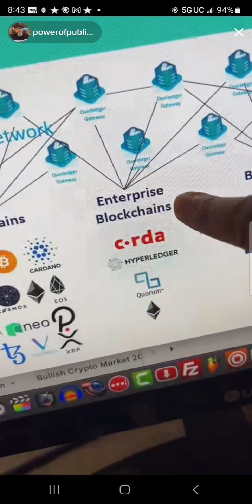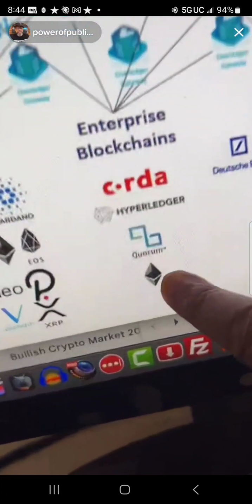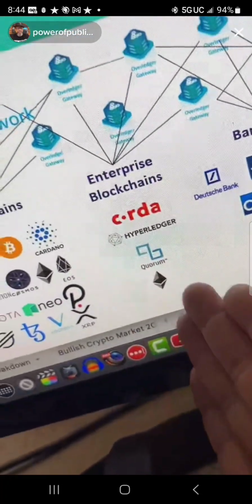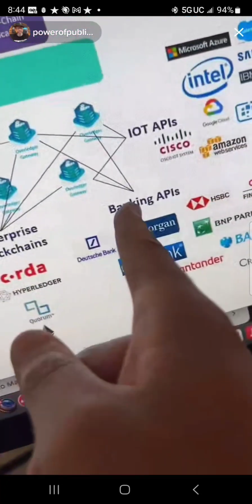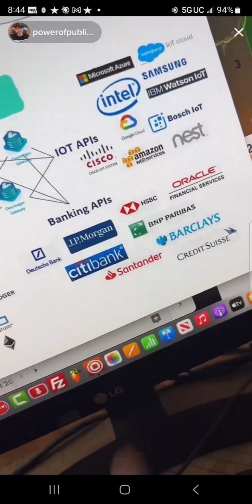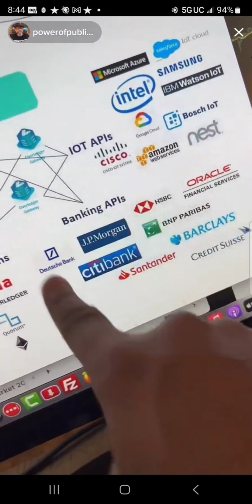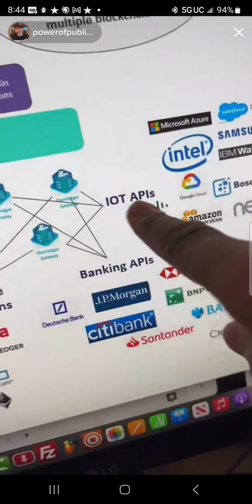Quant is related to the enterprise blockchains like the Hyperledger system or Ethereum, which went from proof of work to proof of stake. Super powerful. All the banking APIs that matter. Look at the banking APIs it's tied to. And the Internet of Things.